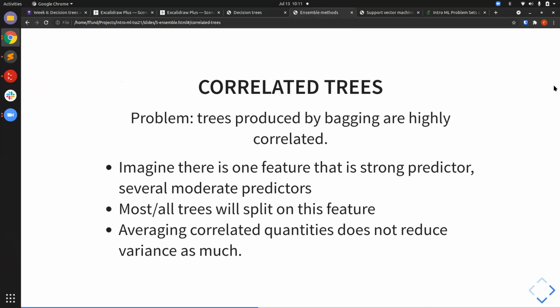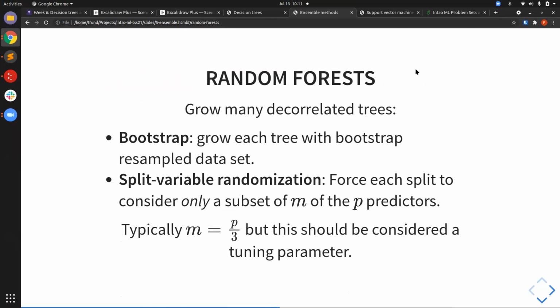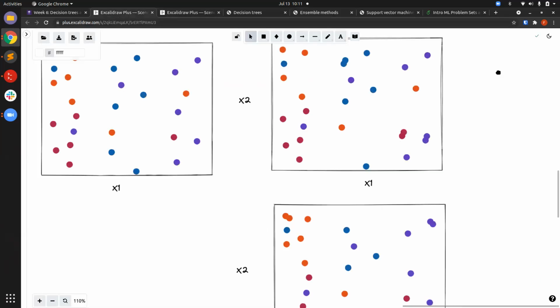Okay. The solution to this is a technique called a random forest. The random forest is an extension of the bootstrap aggregation.